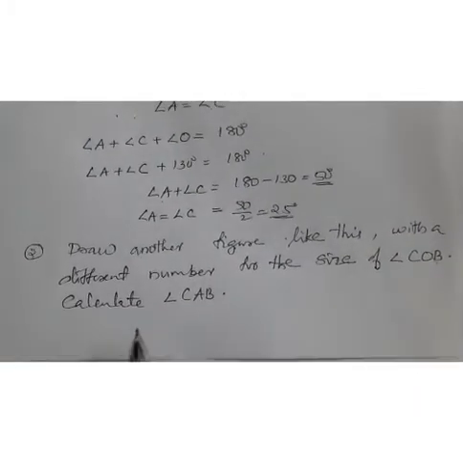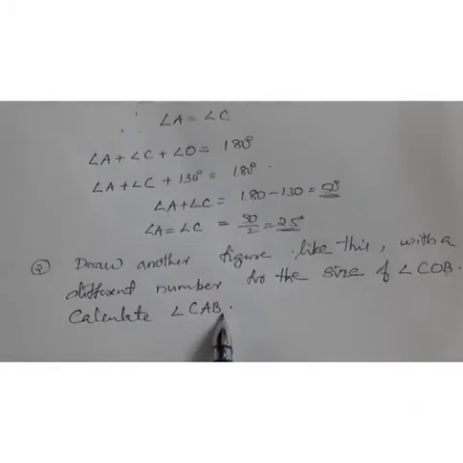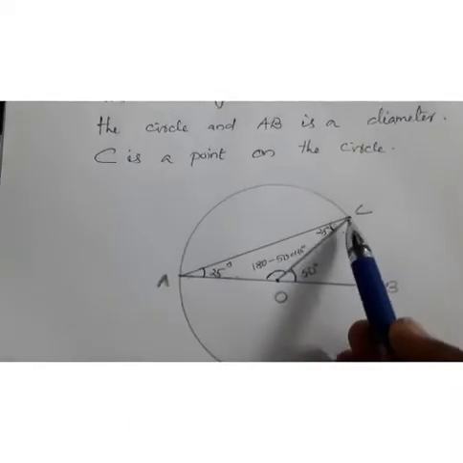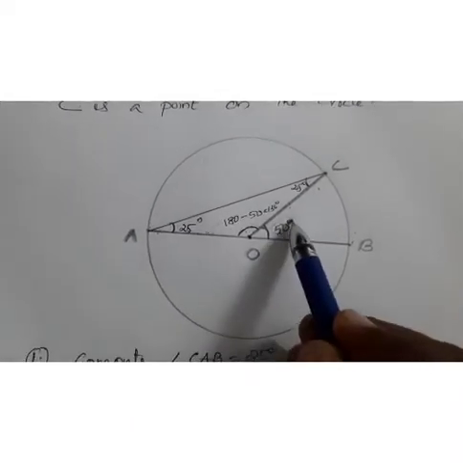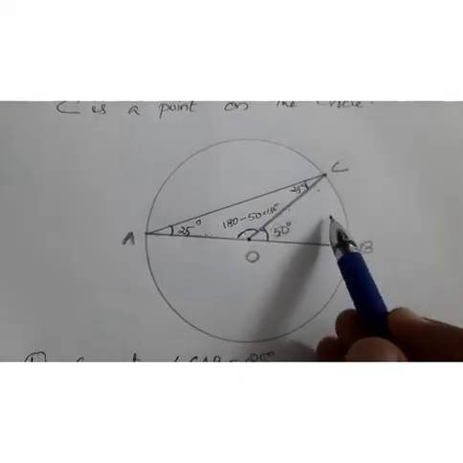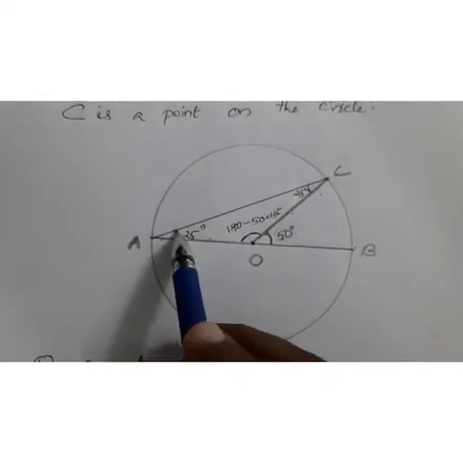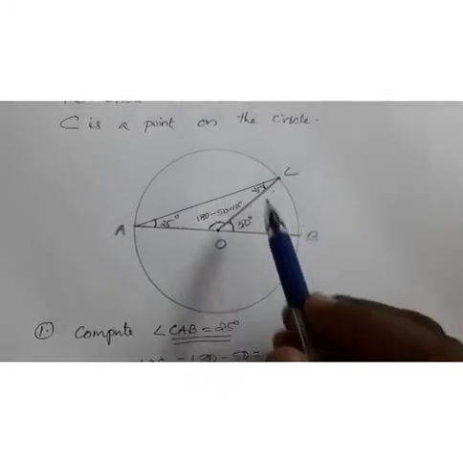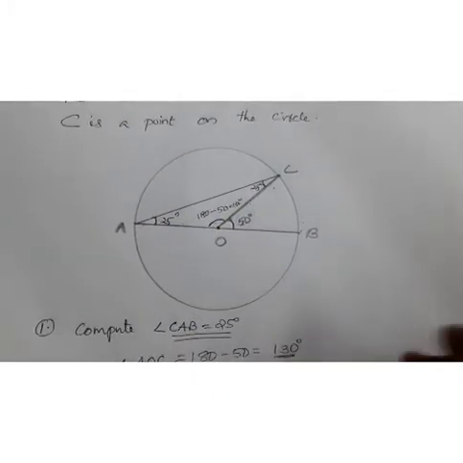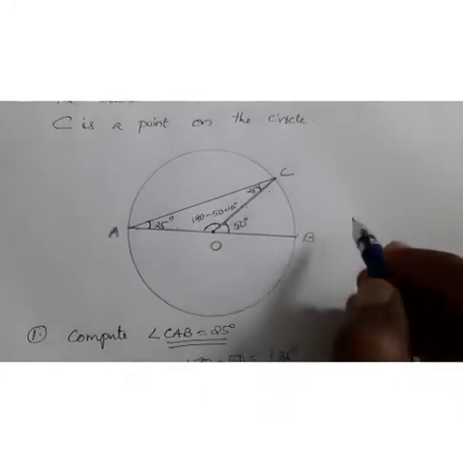Then calculate angle CAB. Angle CAB you have to calculate. That means instead of 50, you give another number. Then find out this angle. Draw another figure and you have to do it.